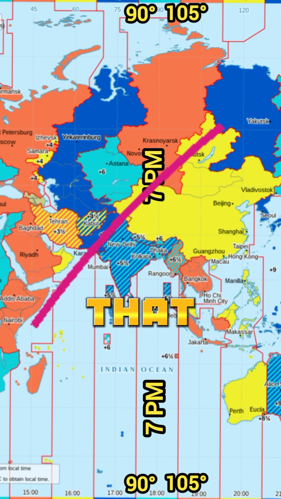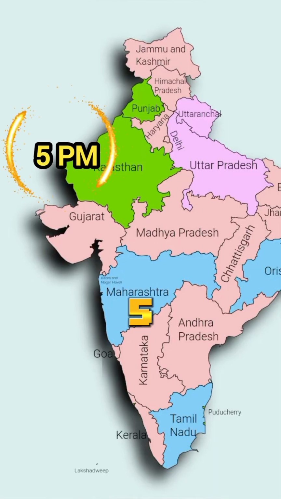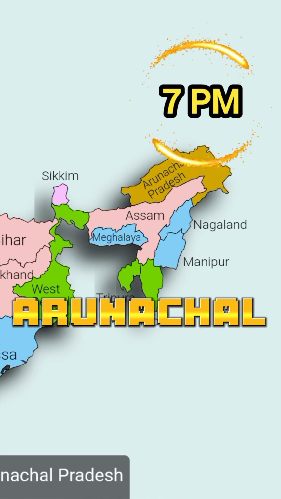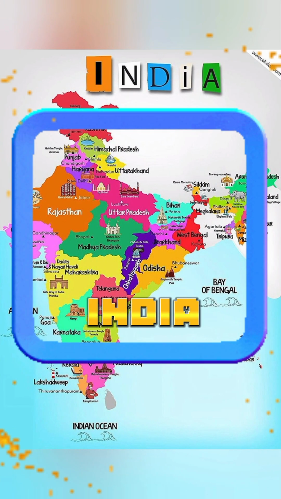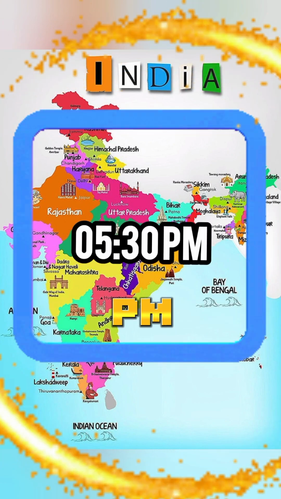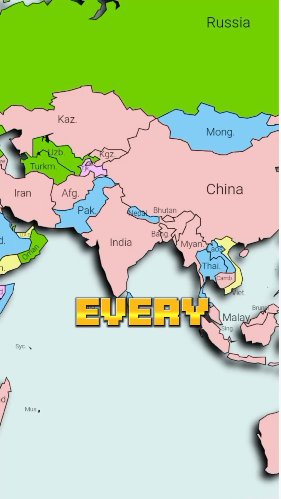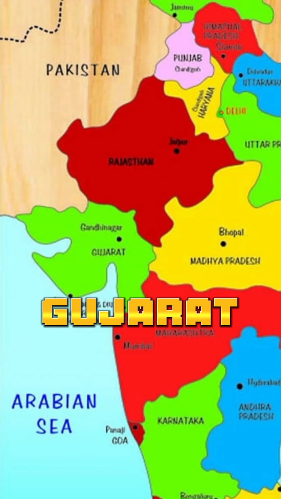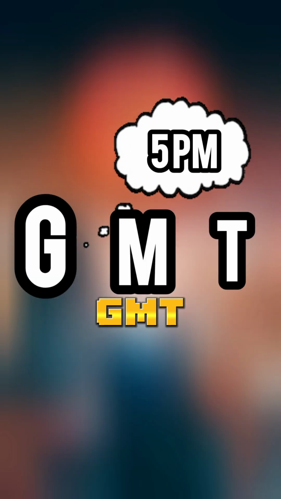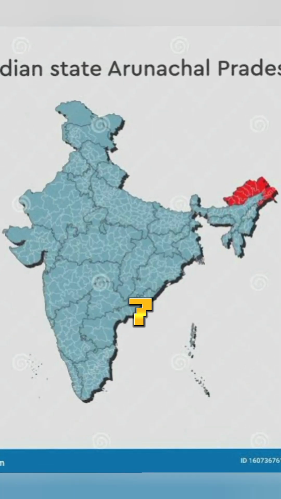But we all know that it doesn't work like this, with 5 pm in Gujarat and 7 pm in Arunachal Pradesh. You can see when in the GMT zone it's 12 pm, in all of India the actual time remains 5:30 pm. But why? Because of local time. Every big country has its local time to follow. For example, when in Rajkot, Gujarat, it's 5 pm according to GMT. In Arunachal Pradesh, it would be 7 pm, 2 hours ahead.